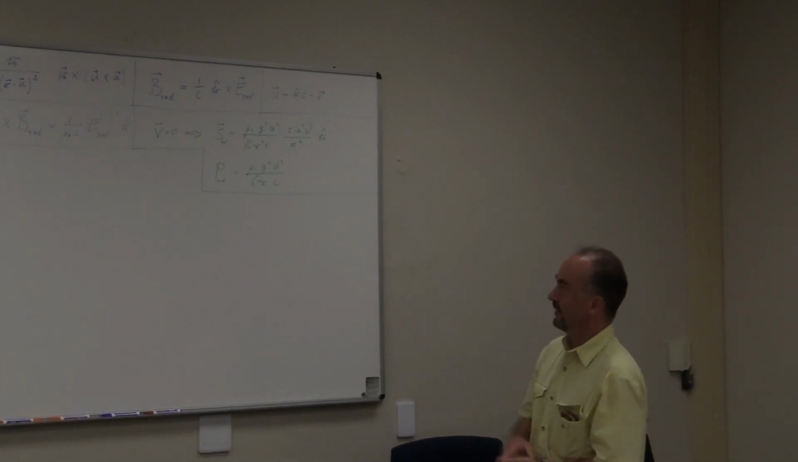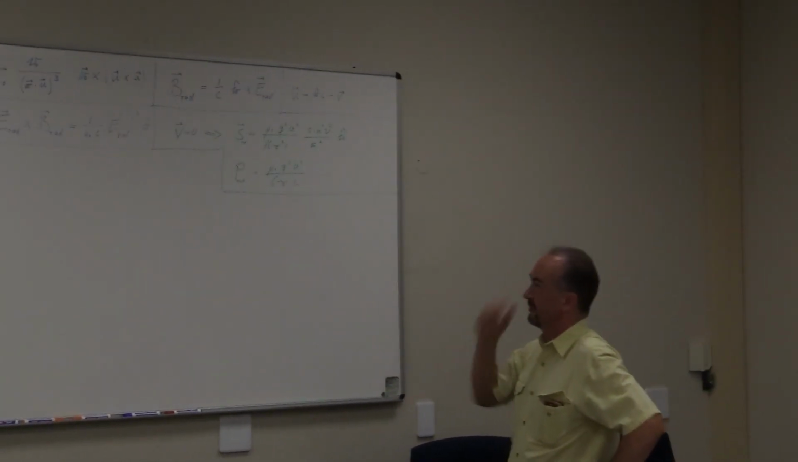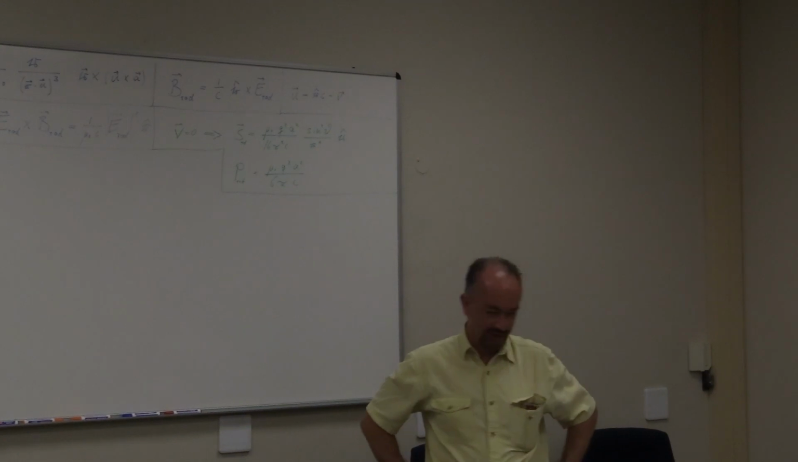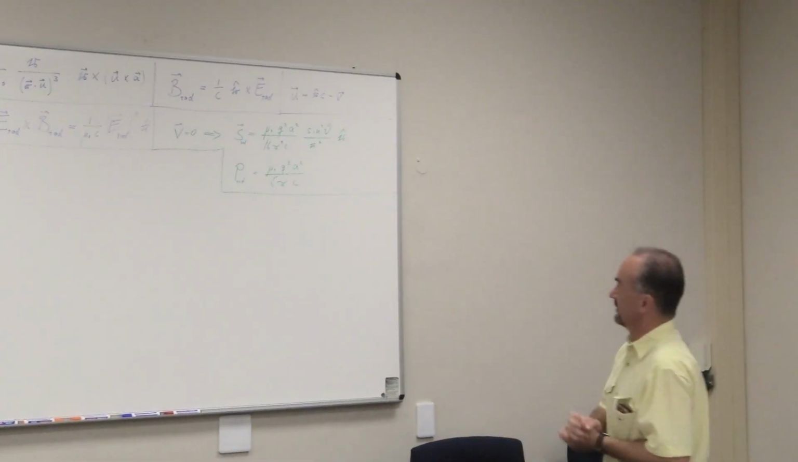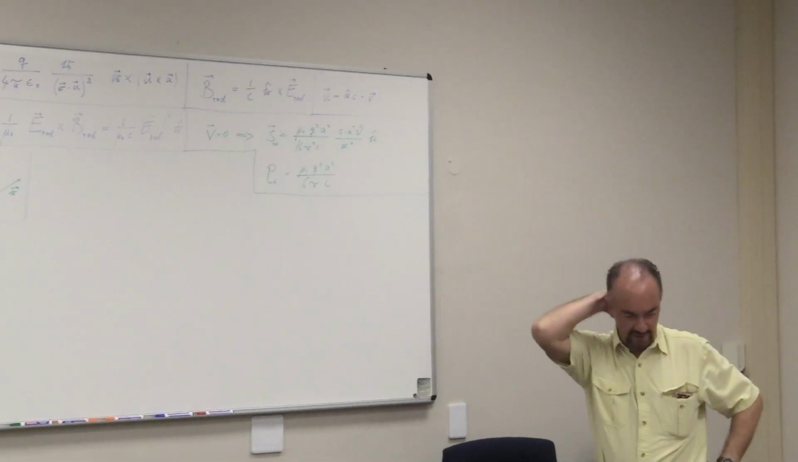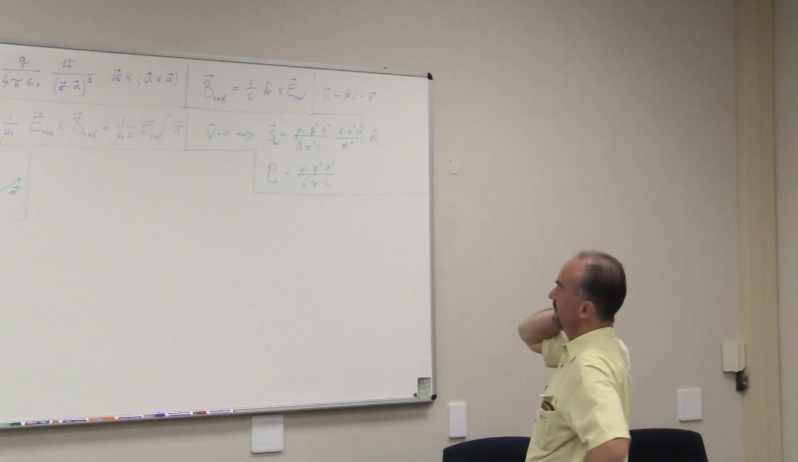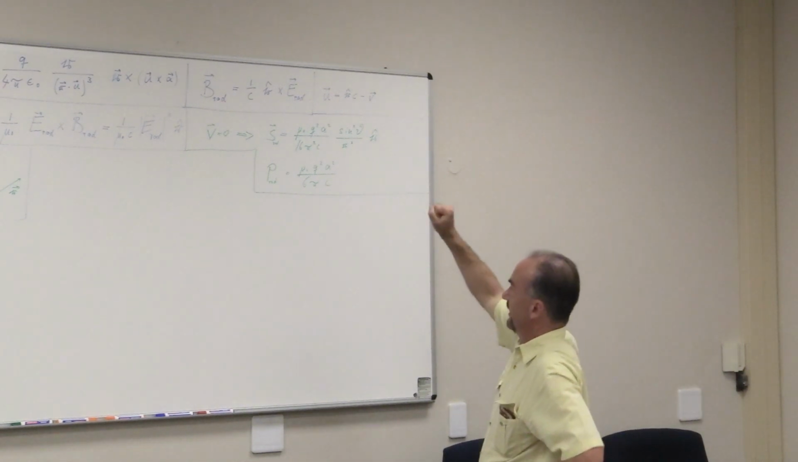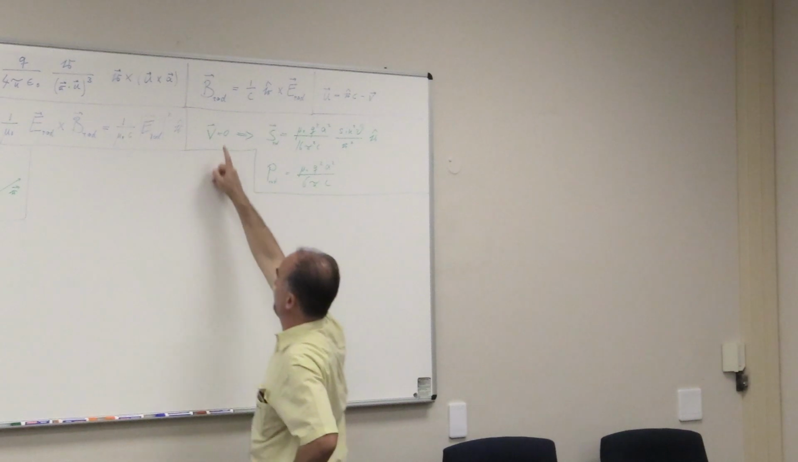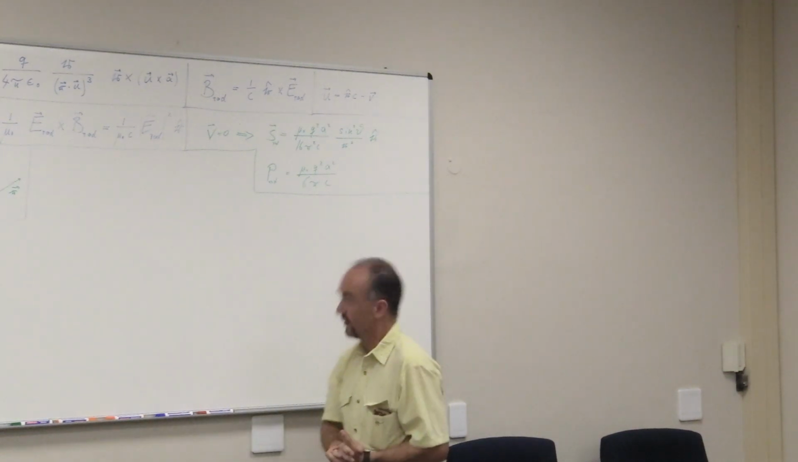Let's talk more about radiation from point charges today, with some special cases. This is pretty much where we left off before the recess. We had the case where the point charge is at rest, so the velocity is 0.